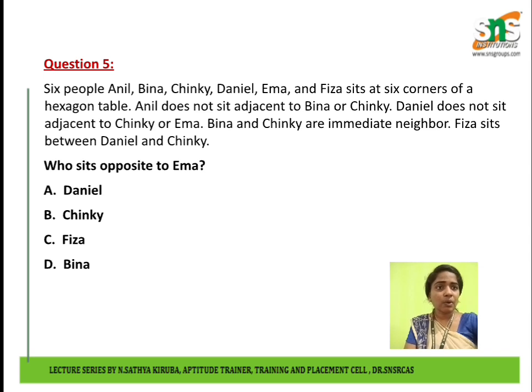Now at the six corners, Anil does not sit adjacent to Beena or Chinky. Daniel does not sit adjacent to Chinky or Emma. Beena and Chinky are immediate neighbors. Visa sits between Daniel and Chinky.